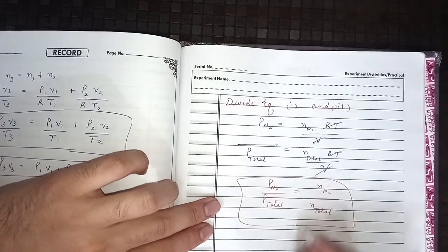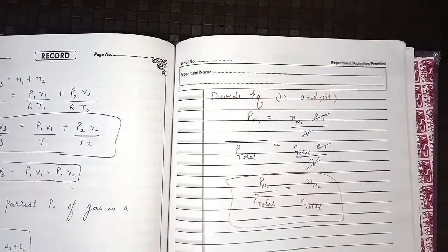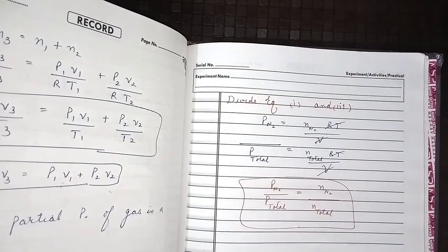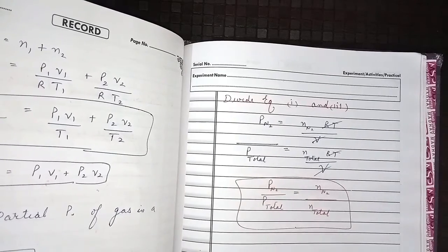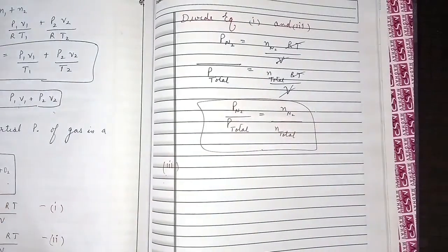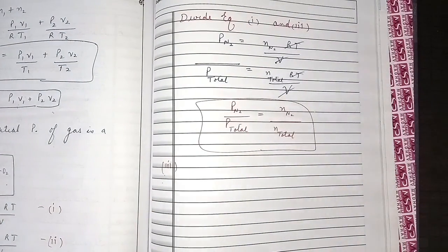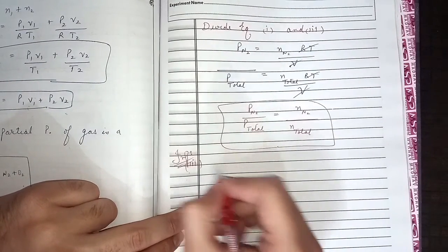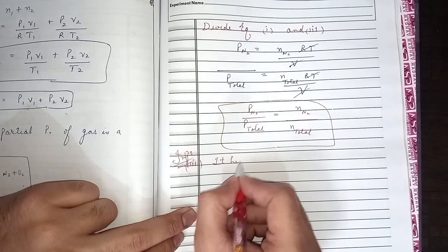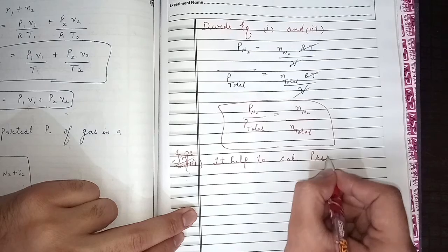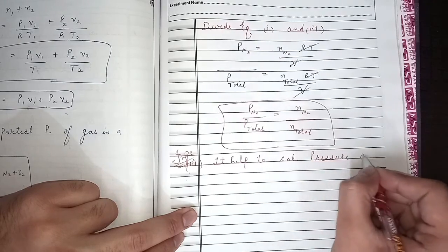So by using this method, we can calculate the partial pressure of a gas using Dalton's law of partial pressures. The next application is very important, as a numerical from it is often likely to come in the JEE exam. It is important, so see it carefully. It helps us to calculate the pressure of a dry gas.